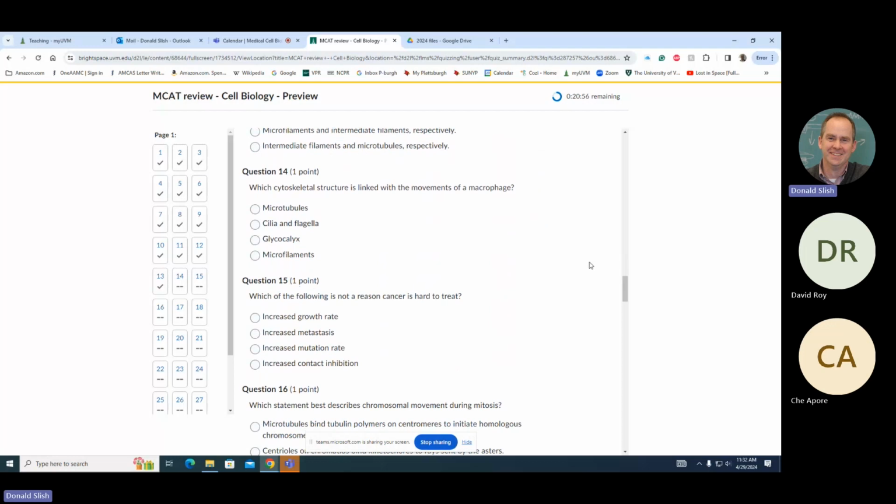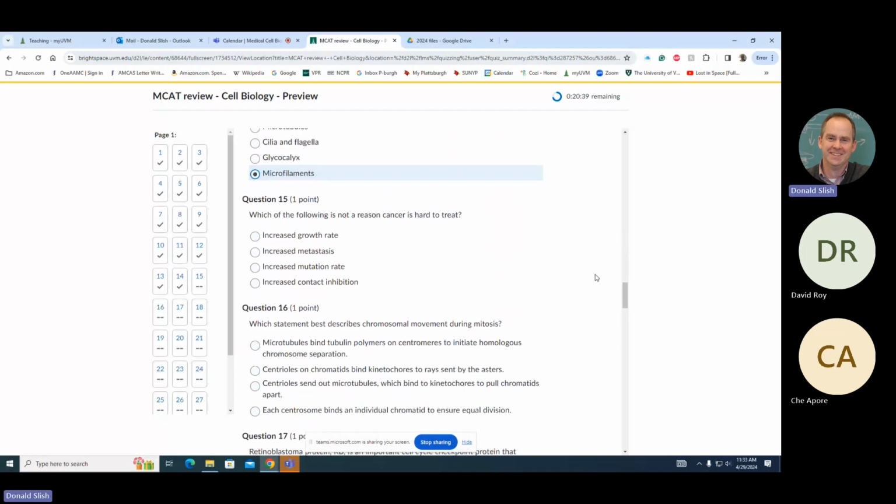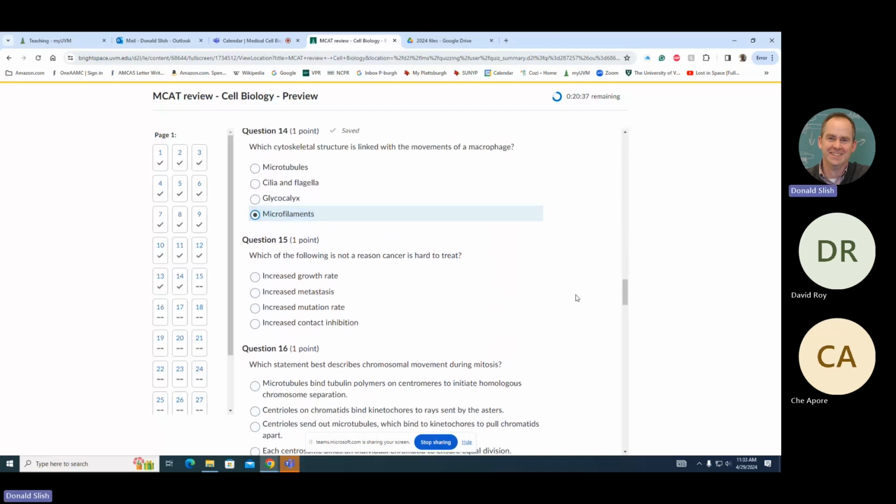Which cytoskeletal structure is linked with the movements of the macrophage? So macrophage is doing amoeboid movement. So that's got to be microfilaments. Might be cell crawling, but I think it's amoeboid. But either way, it would be microfilaments.